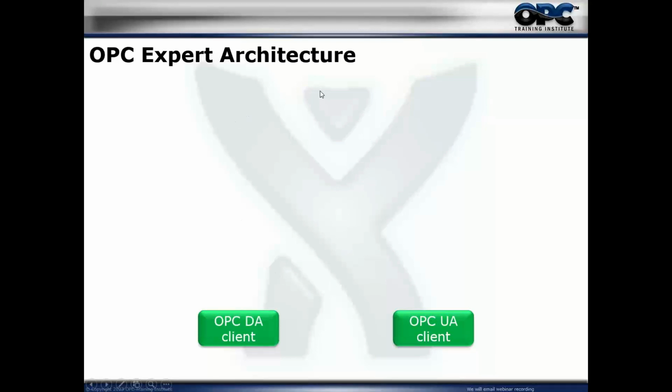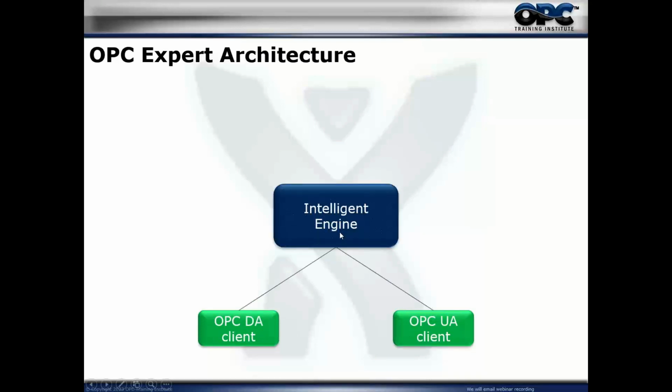So here we're talking about OPC Expert. Everything you're seeing here is within OPC Expert. These are not separate executables. This is all within OPC Expert. It begins with an OPC Classic OPC DA client and a UA client that goes into an intelligent engine, and then it goes out to Excel via the RTD functionality. Again, all of this is within OPC Expert. So you can get data inside it by OPC DA or UA.